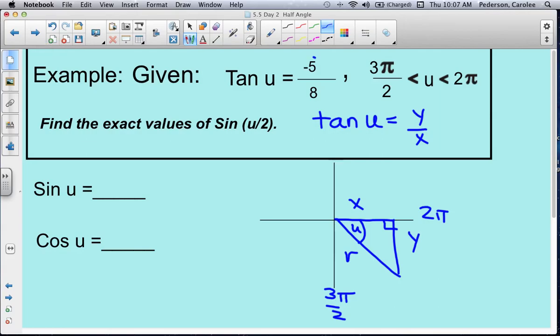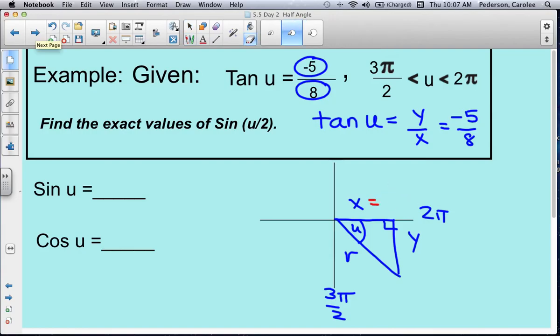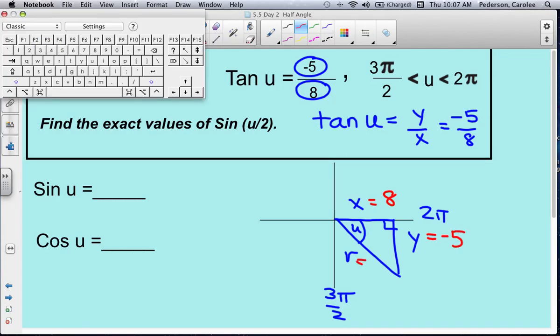I can look up here. Here is my negative 5, and then here is my x. I know that has to be the negative 5 because I'm down in that fourth quadrant, so I can't put the negative with the x. So now I can come over to my picture and label that. Positive 8 here, and a negative 5. And then our r is still unknown.